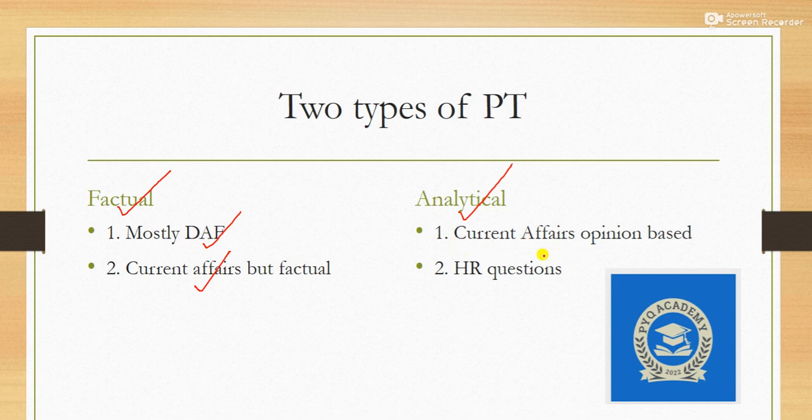They may give you a hint that this is the news, and now what is your opinion, what is your stand. For example, they may ask about the recent wrestlers' protest. So they may ask your opinion with respect to sexual harassment at the workplace, or sexual harassment in the sports arena. Then some HR questions, that means, tell us something about yourself. What do you mean by truth? There is no limit to HR questions. I will discuss it later, but I'm just giving you some examples.